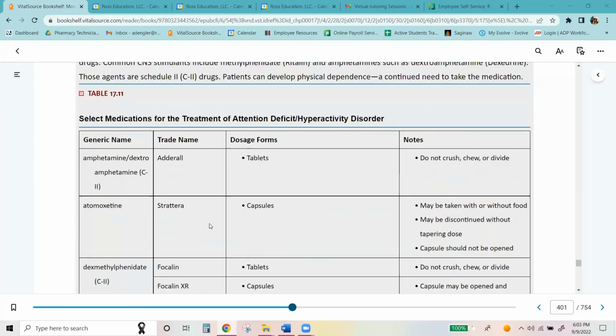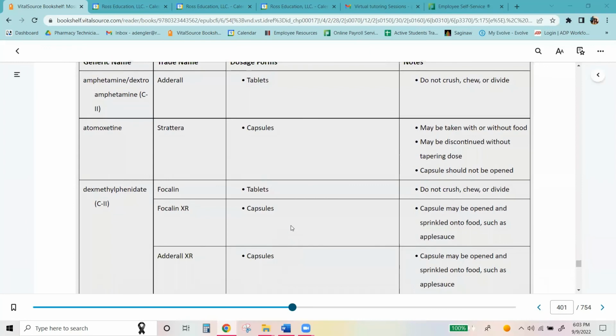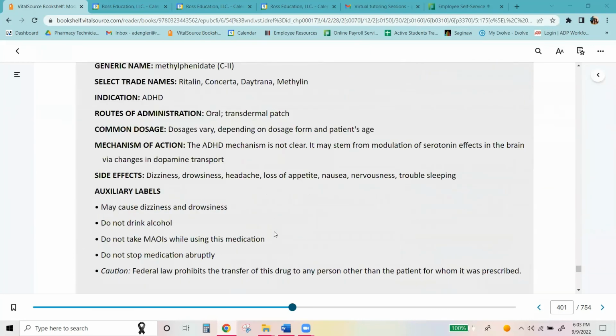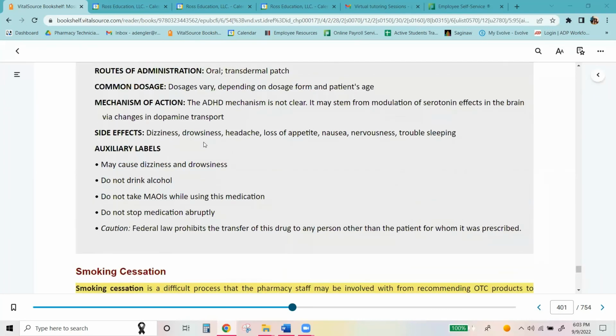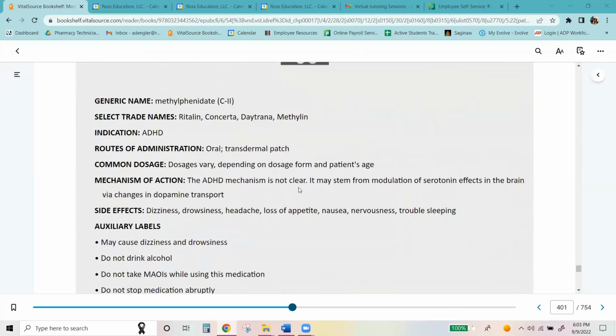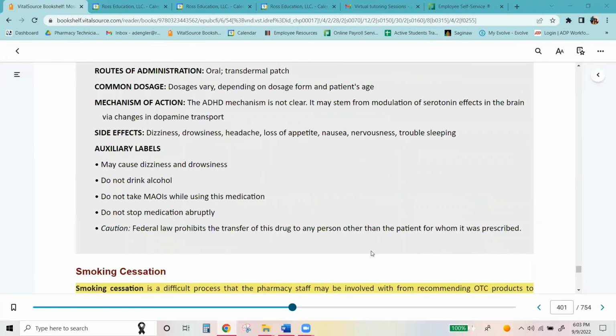We also have the medication atomoxetine, which is not a controlled substance and usually kind of the first line of therapy for kids that may be displaying symptoms of ADHD. So we would try to give that to them first before putting them on these other stronger medications. So you can see the side effects. Trouble sleeping is a big one because a lot of these are derivatives of amphetamines.